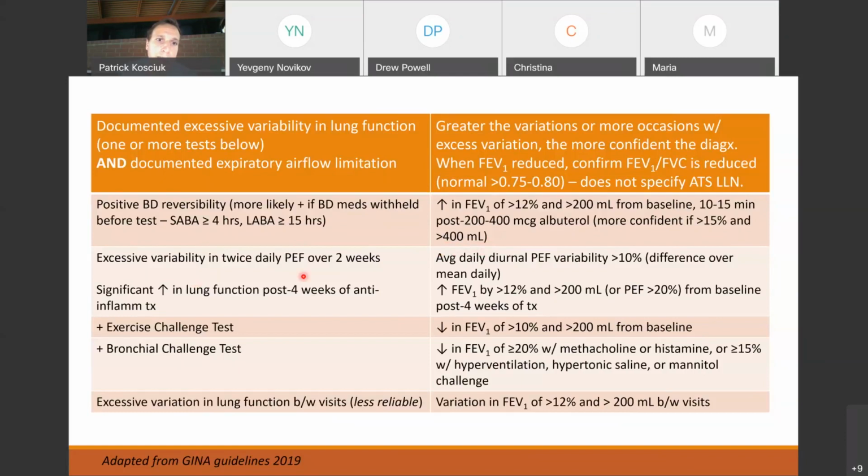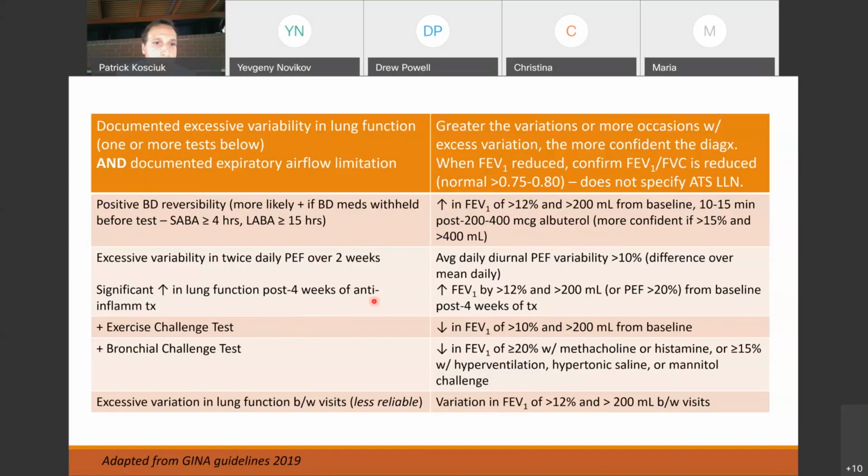You can also give them a peak expiratory flow meter, where you can look at their variability if you ask them to do their measurement once first thing in the morning, and once later in the day over 2 weeks. If you see a lot of variability over the course of the daily diurnal measurements, over 10%, that can help suggest it. This is something that you can provide for these patients and ask them to do in a diary fashion. You can also see this one, which is a little bit trickier.